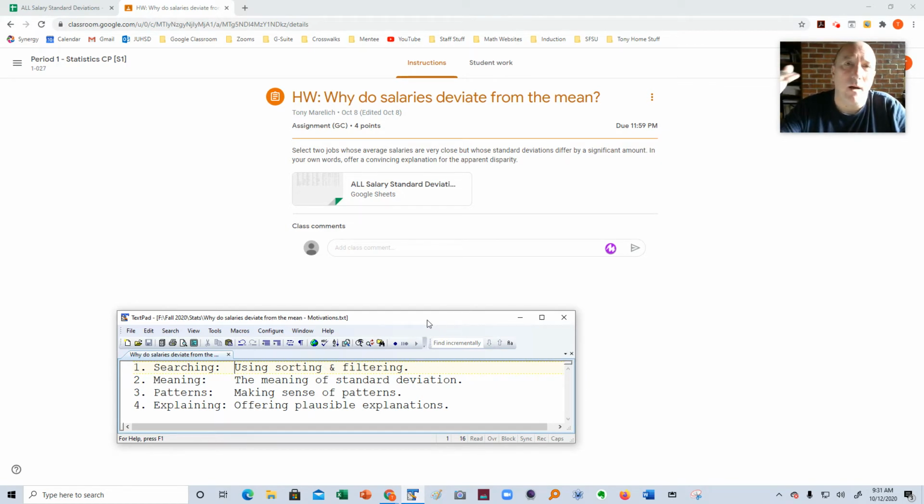On the high level, the purpose of the exercise is to open up that attached spreadsheet to identify two jobs for the city of San Francisco that have very similar salaries, but whose standard deviations are significantly different. So that's the high level goal. So why are we doing this? Let's take a step back. Why are we doing this whole thing?